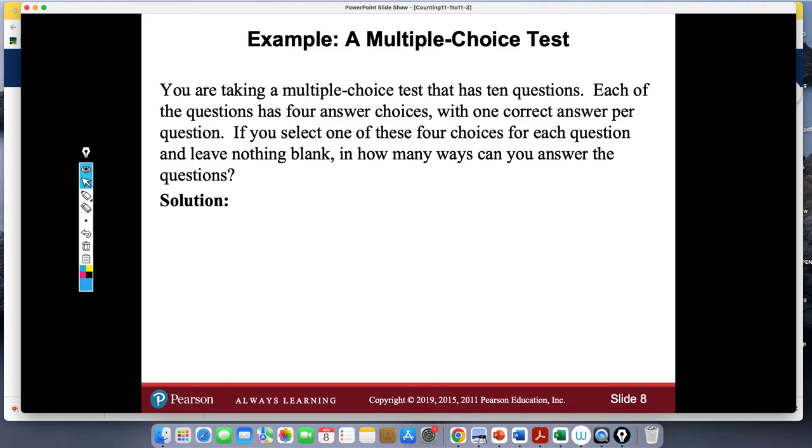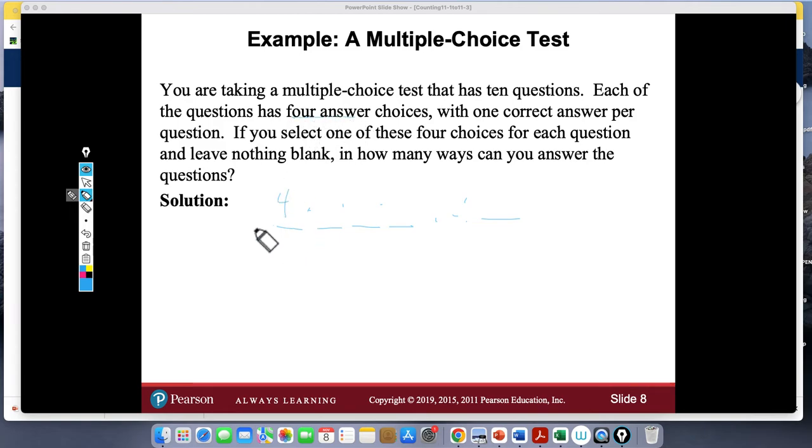If you take a multiple choice test, so if we have 10 questions, each question has 4 choices with 1 correct answer per question. If you select one of these 4 choices for each question, leave nothing blank, in how many ways can you answer the questions, right? So this is not how many ways can you get it completely right or something. So what we're thinking is, how many choices do we have? Well, each question is a choice. So we'd have 10 of them. I won't write them all out. For each question, how many choices do we have? 4. So I could choose any of those 4.